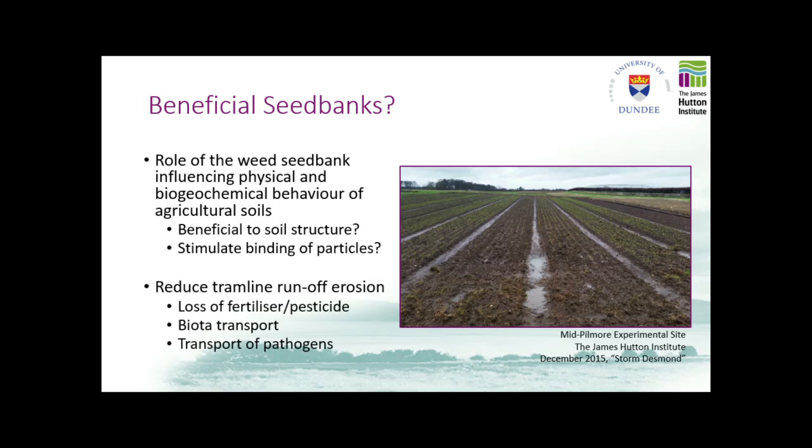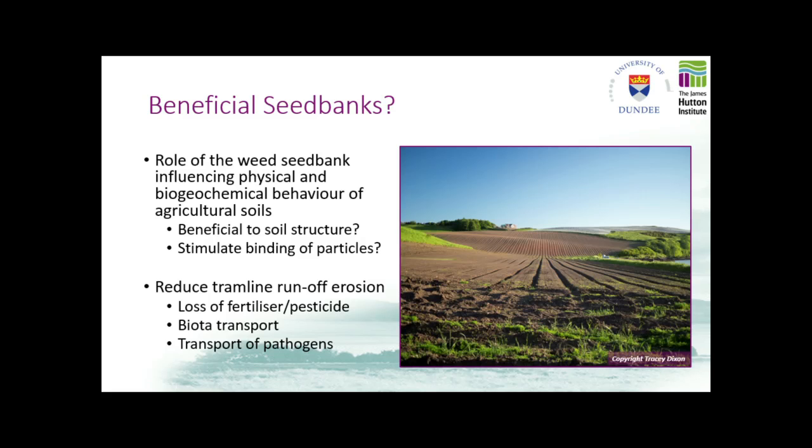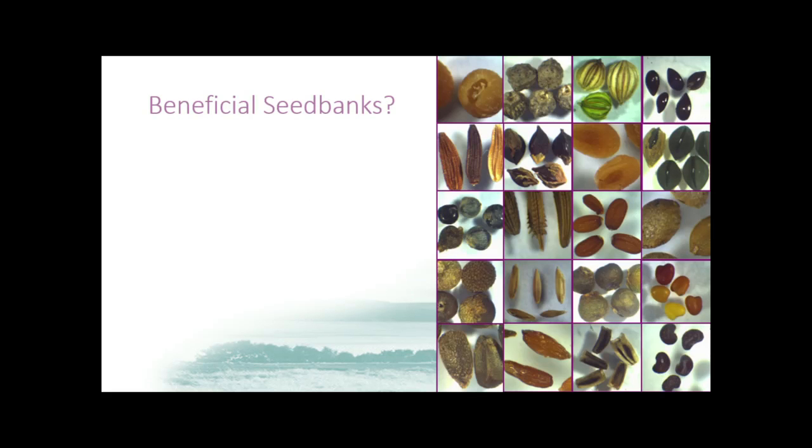After Storm Desmond, we can see in this picture here, so Storm Desmond was the end of last year. These are small tillage experimental plots that we have on site at the Institute, and you can see how the tram lines become a superhighway for the transportation of biota, for seeds, but also for pathogens, and also any chemicals that the farmers sprayed on the field as well. And then when we upscale this to a farm here in Montrose, which is north of Dundee, it's a cause for concern.